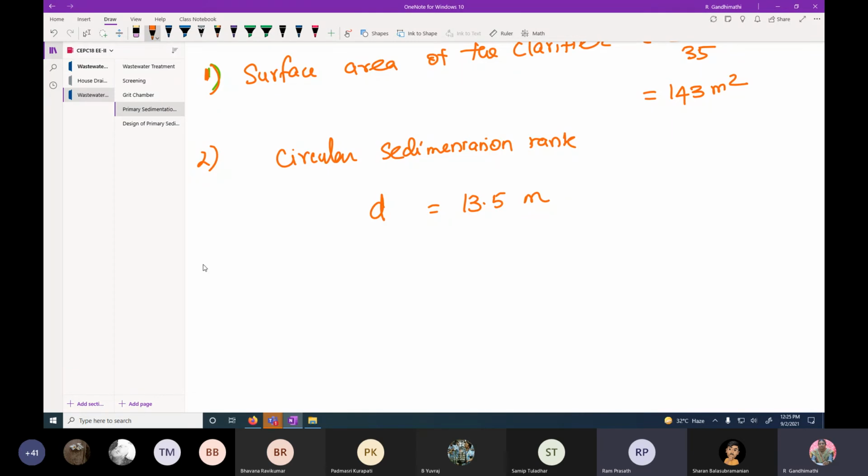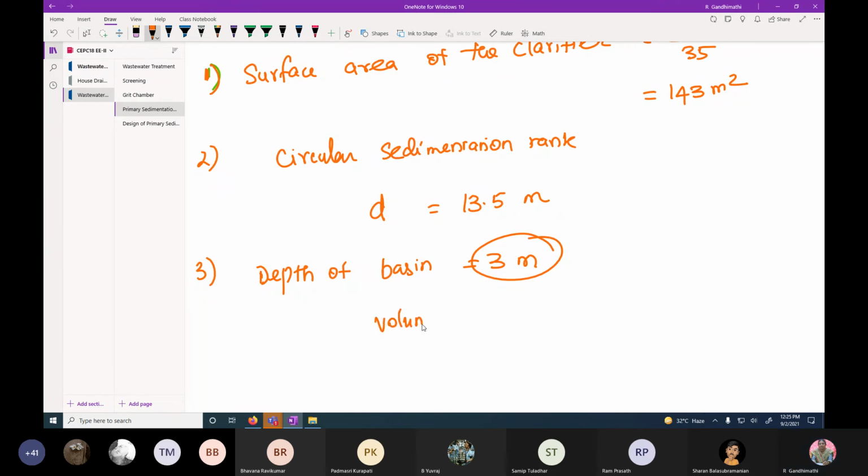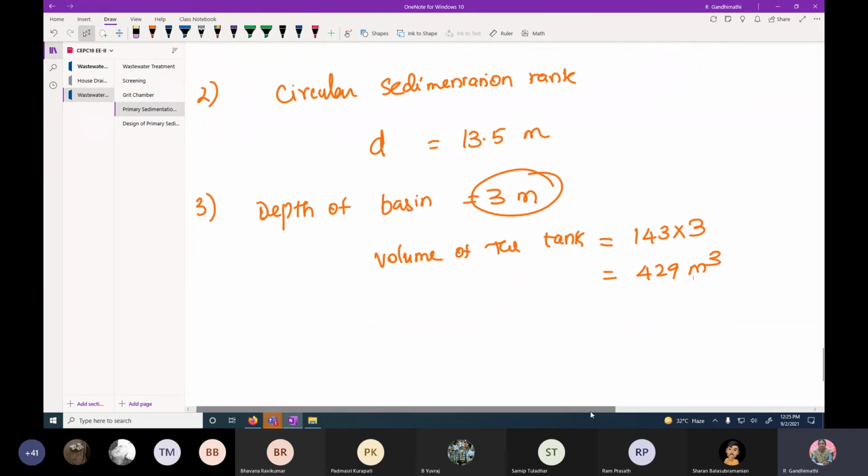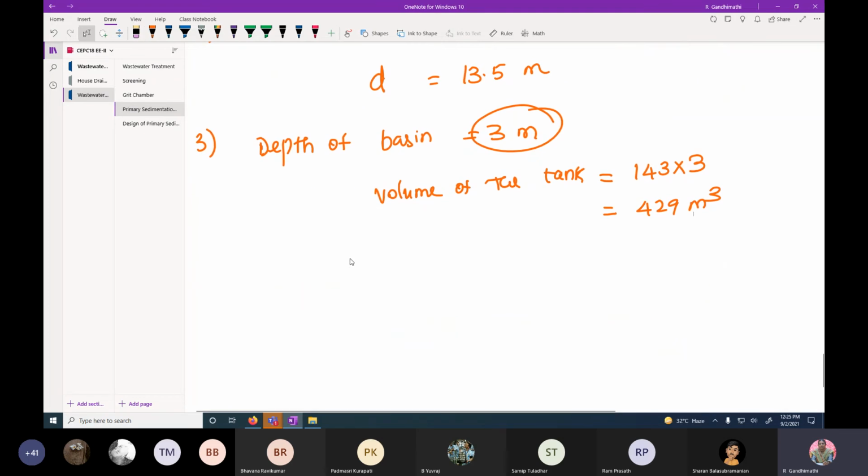Then you can assume the depth of the basin as 3 meter. This 3 meter is for the settling zone. Then find out the volume of the tank, that is equal to area, 143 into 3, which is equal to 429 meter cube. You can use this to check the detention time.